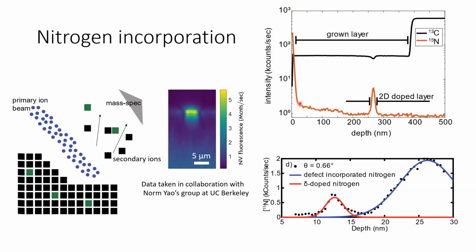This is showing the intensity of atoms in counts per second. The black is our isotopically purified carbon. So we see a depleted layer of C13 wherever we grow. This is because C13 has a nuclear spin, so we want to get rid of that. Then in red, we have our nitrogen density. This is nitrogen 15. We see a very sharp 2D layer.